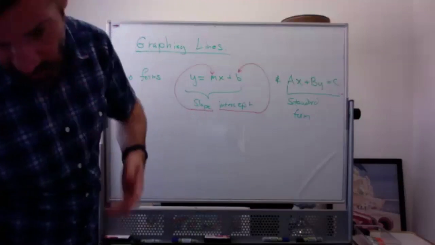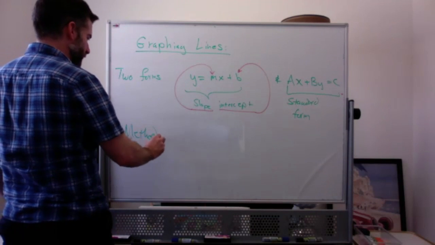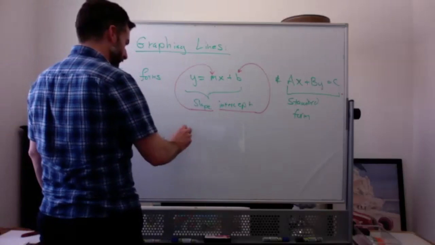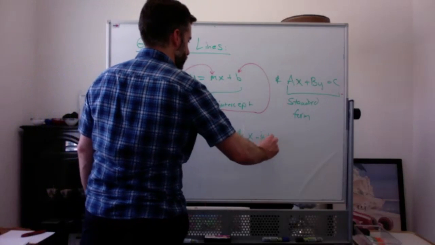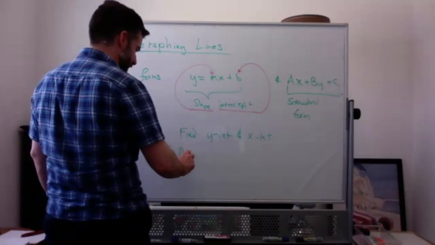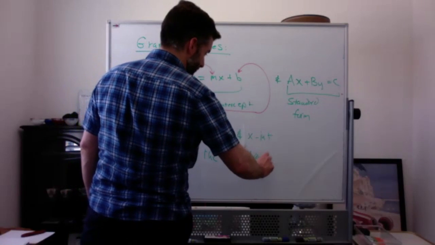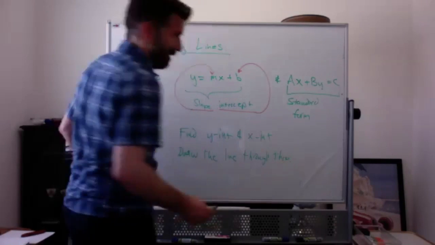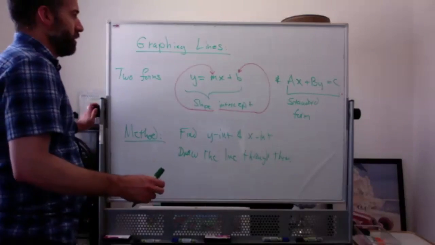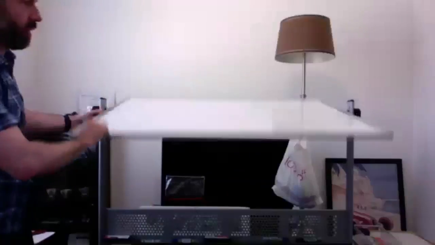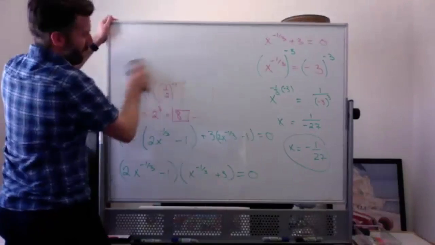So the method that I think is best for graphing lines is to find the intercepts. So find the y-intercept and the x-intercept, and then just draw the line that goes through them. That's it. So it's kind of like a three-step process. You find one thing, you find the other thing, boom, you draw the line. And I'll show you my tried and true method for drawing lines through points that never fails. It's not very exciting, really.